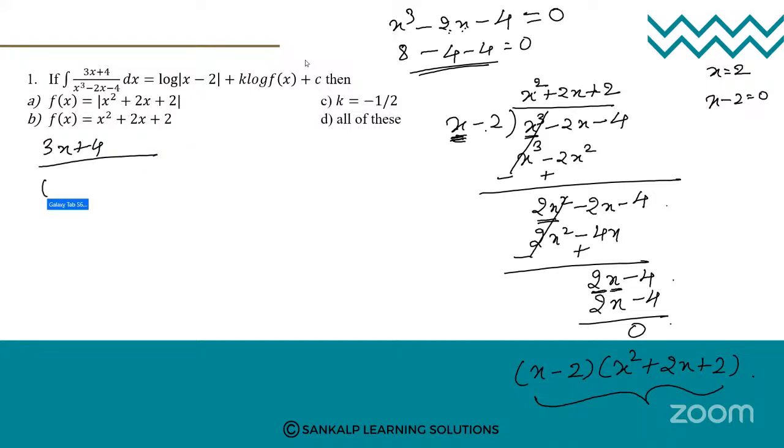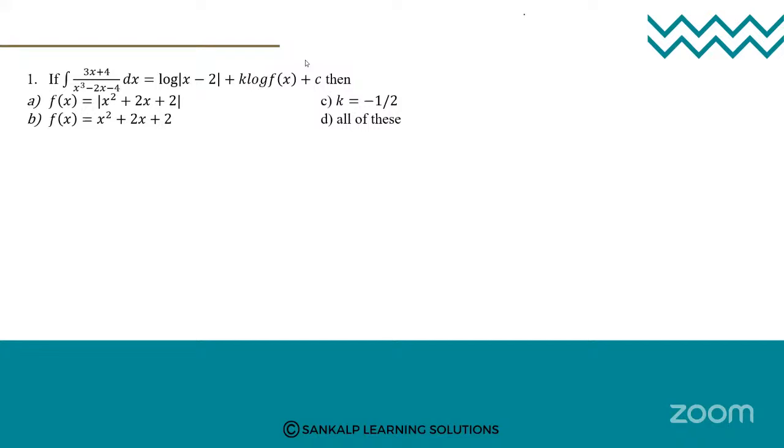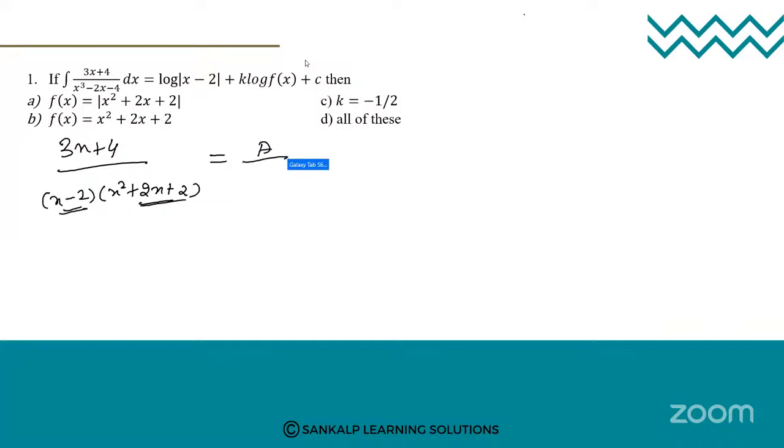So this can be written as 3x plus 4 divided by x minus 2 into x square plus 2x plus 2. Okay. So now this we know how to split. Here there is a factor, here there is a quadratic. So here x minus 2, and for the quadratic how do you write it, bx plus c divided by x square plus 2x plus 2.